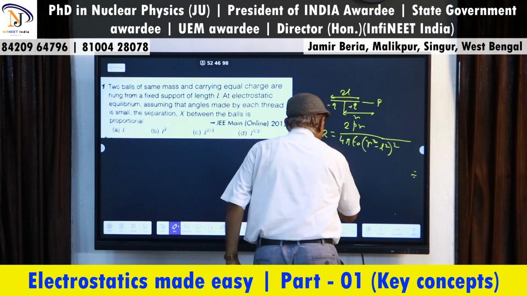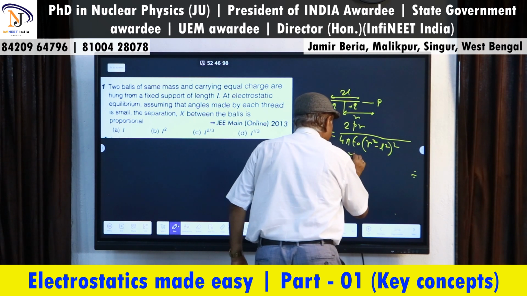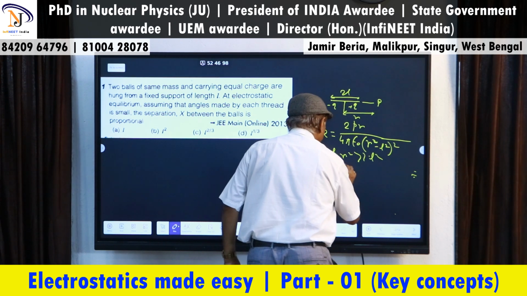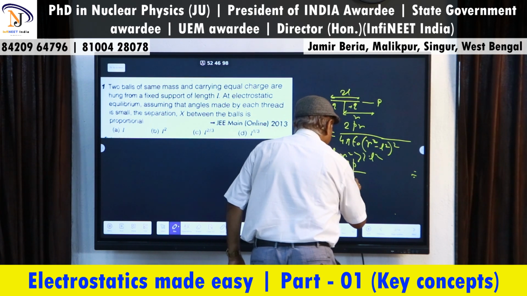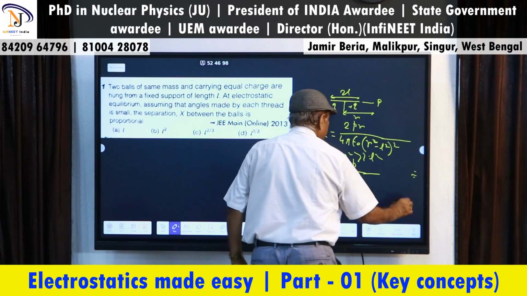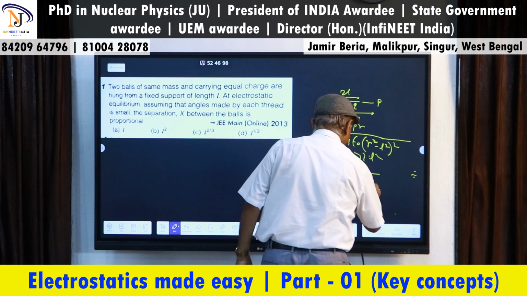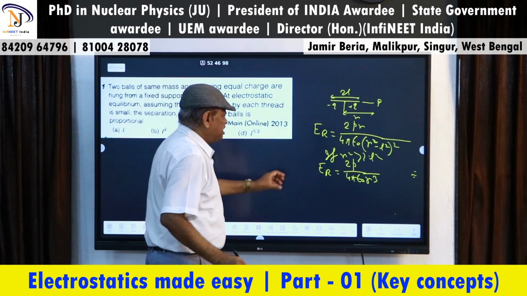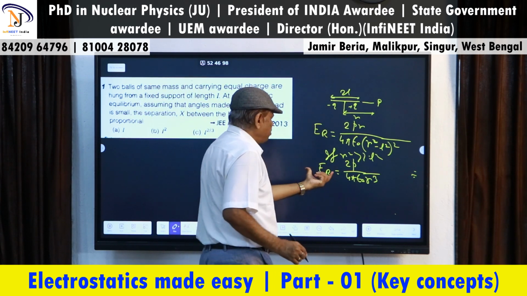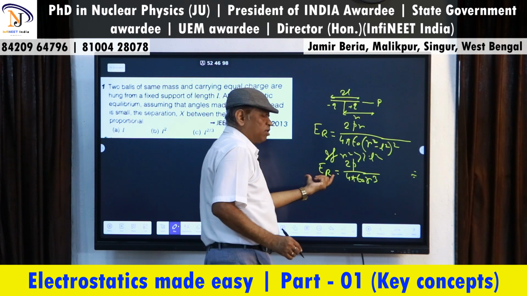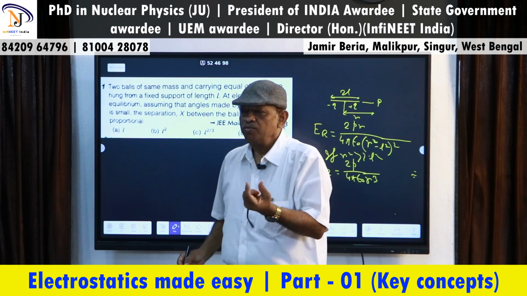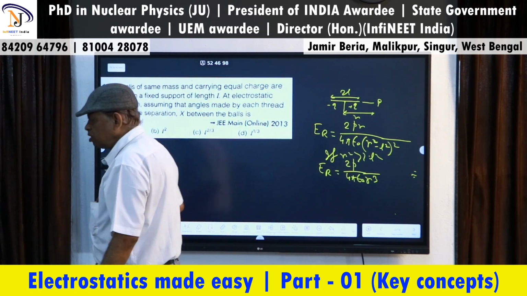And what can you write? If R square is very much greater than L square, then you may write E axial equals twice P by 4 pi epsilon naught R cube. This is the end-on position, for a dipole with a very small distance between the two charges.